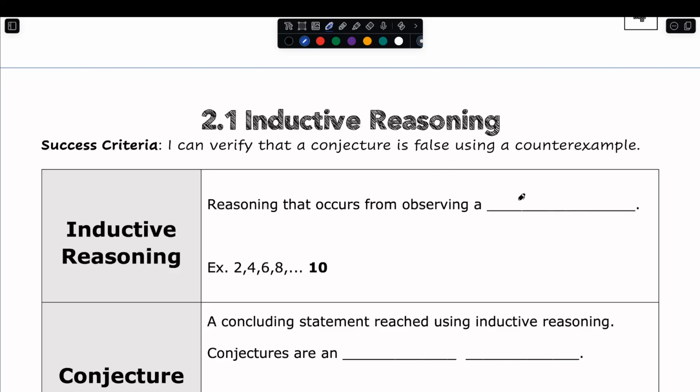First, let's explain what inductive reasoning is. It's reasoning that occurs from observing a pattern. So in our example given below, 2, 4, 6, 8, and 10, the pattern I notice is plus 2 each time. And that statement that I just wrote there, plus 2 each time, is what we call a conjecture. A conjecture is a concluding statement reached using inductive reasoning. So, in short, conjectures are really just educated guesses.